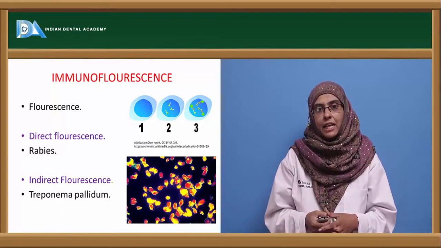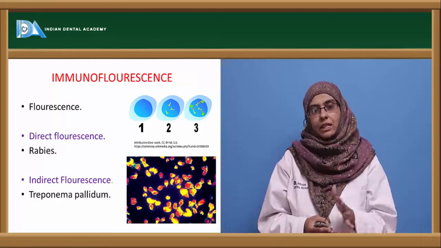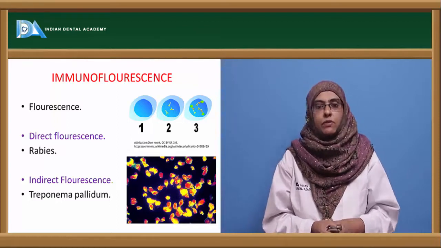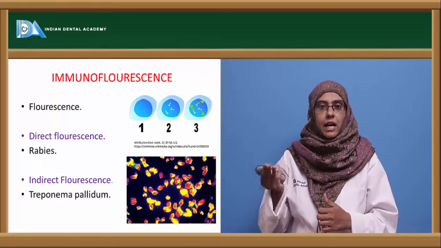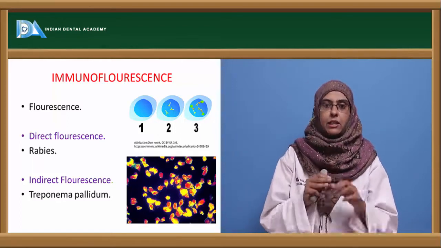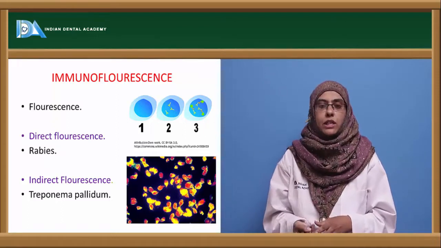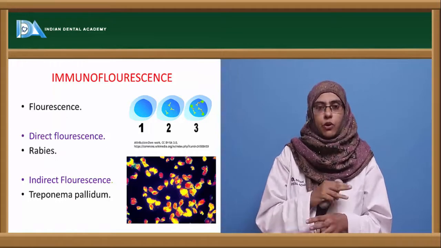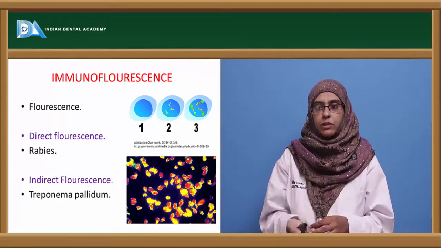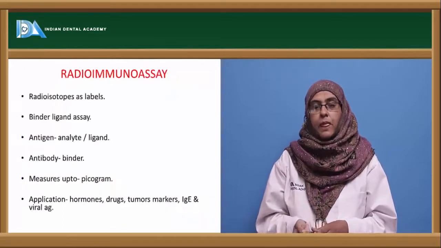So it is called an indirect fluorescence because the antibody that is directly interacting with the antigen is not conjugated with the fluorescent dye, but it is rather the antibody against the antibody that has interacted with the antigen. So there is a second antibody that has been conjugated, and this second antibody has a receptor on the Fc portion of the primary antibody. So that is called indirect fluorescence, used to detect Treponema pallidum.